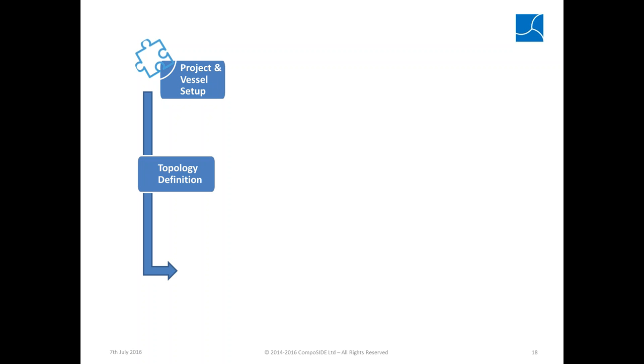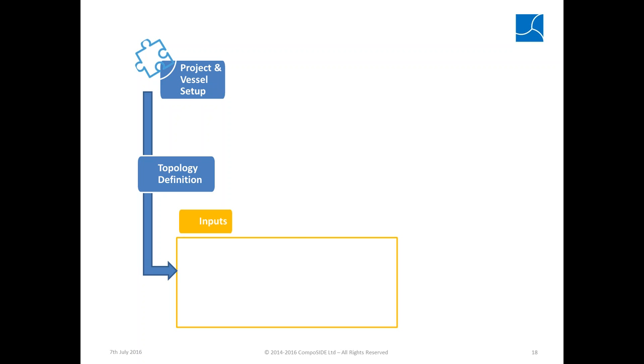The next step is to define the topology. So we need to break up our vessel into different elements. Going simply, you've got a hull, you've got your deck, you've got your internals. You can break it down into a more detailed breakdown of topology, but it's up to you, depending on how you work, your type of vessel, how big your vessel is, and how you want to work.